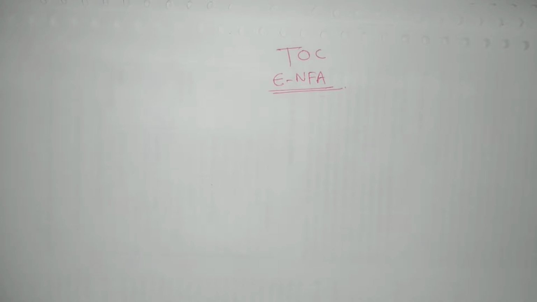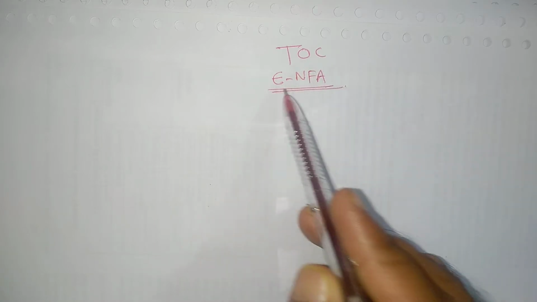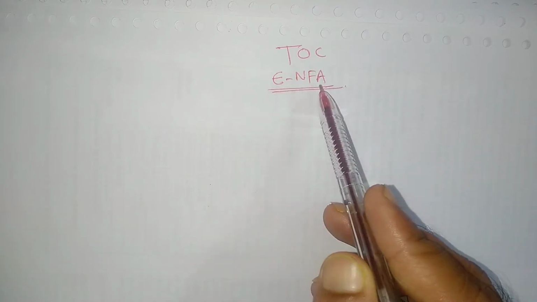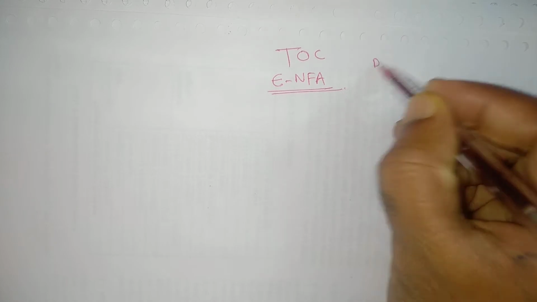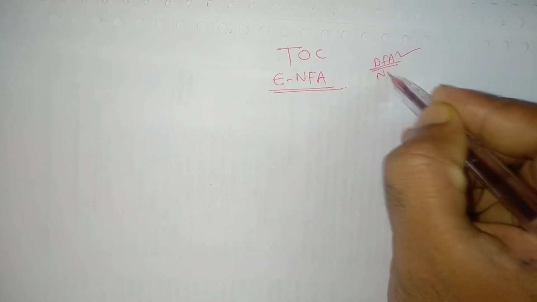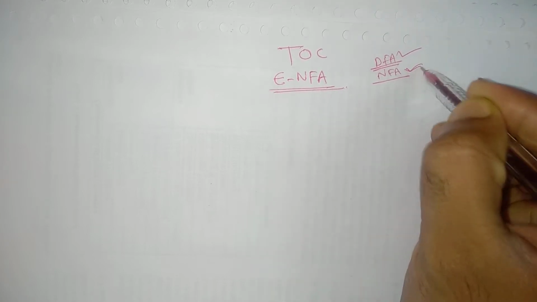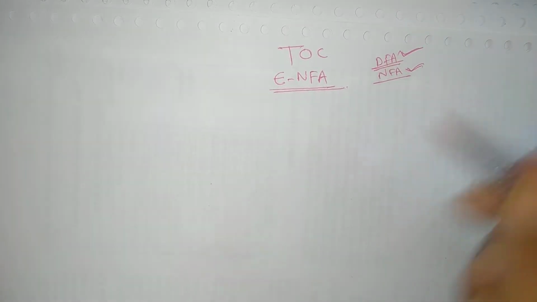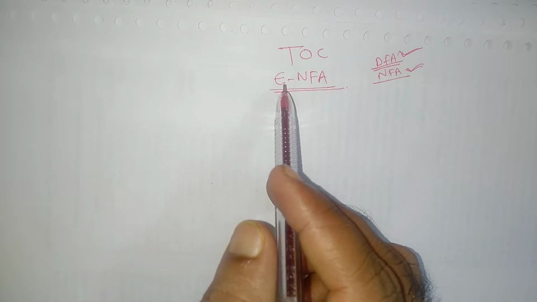Hello all. Today we are going to see theory of computation, under that Epsilon NFA. Till now we have learned what is DFA. In previous lectures we have seen what is DFA, what is NFA. We have learned in detail with the examples. So today's agenda is to understand Epsilon NFA.